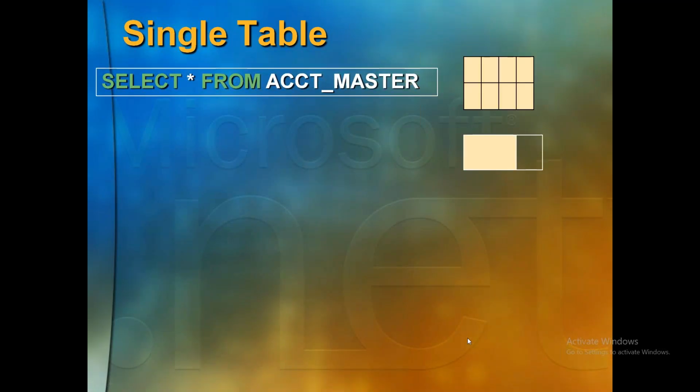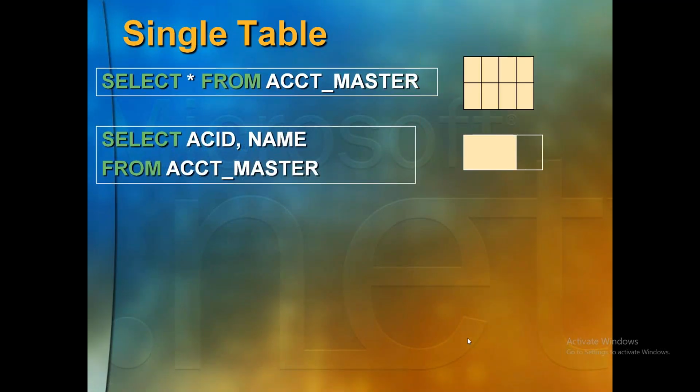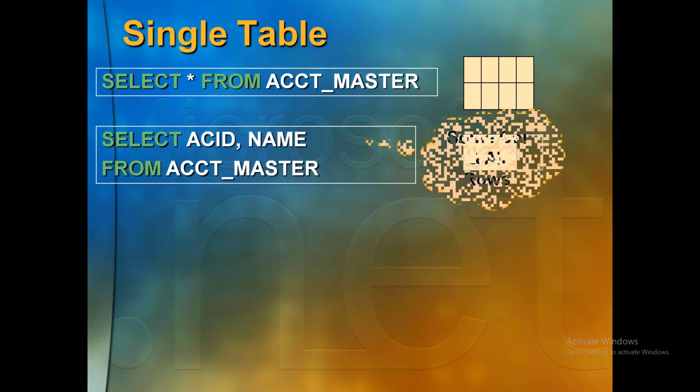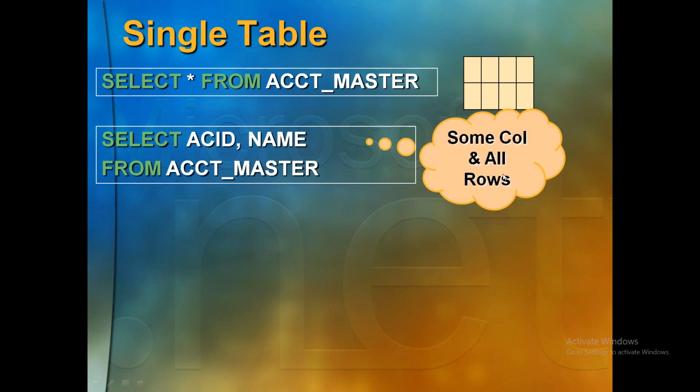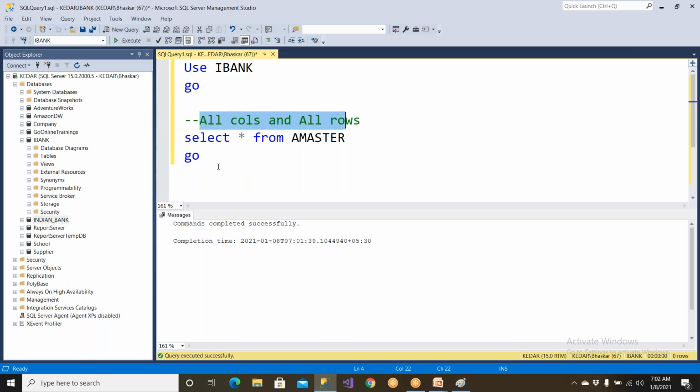Am I clear? Now I wanted to filter some columns. I don't need all columns. Star means all columns. Star means what? All columns. I don't need all columns. I wanted to filter a few columns. So this is what? Some columns and all rows. Am I clear? Some columns and all rows. This is the command I should be able to write.